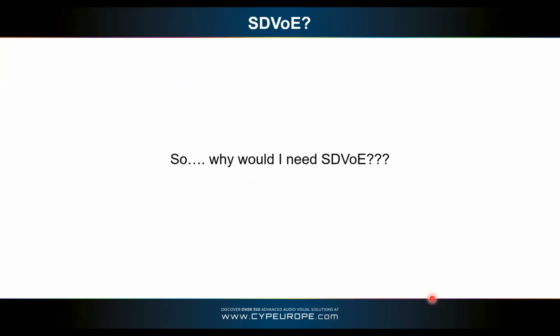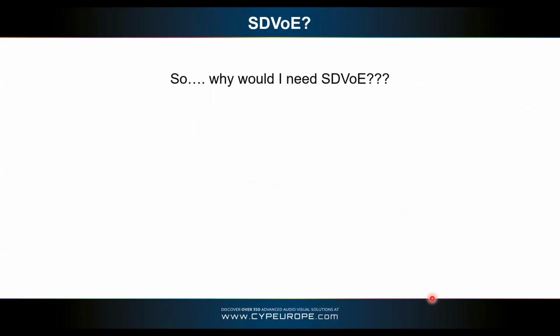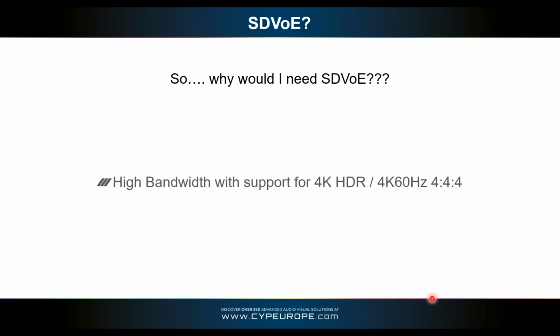So you're probably thinking, why would we need SDVoE? Firstly, just to clarify, SDVoE is software-defined video over Ethernet, and it's an alliance, so there's multiple companies joining in with this format. Why would you want SDVoE? The main thing really would be these points: high bandwidth with support for 4K HDR and 4K 60 444, so you can get a much higher bandwidth through the SDVoE system.